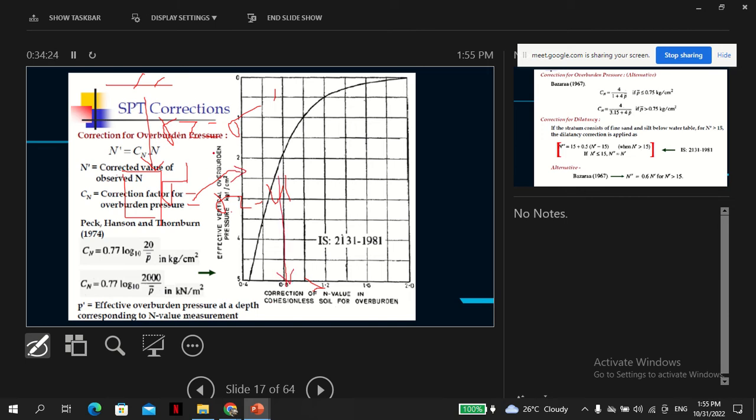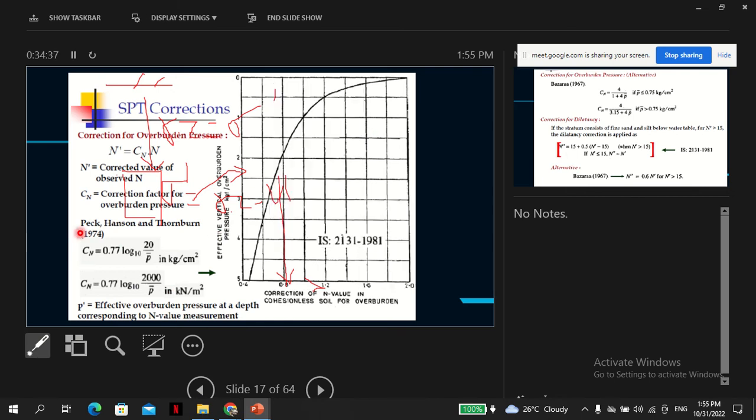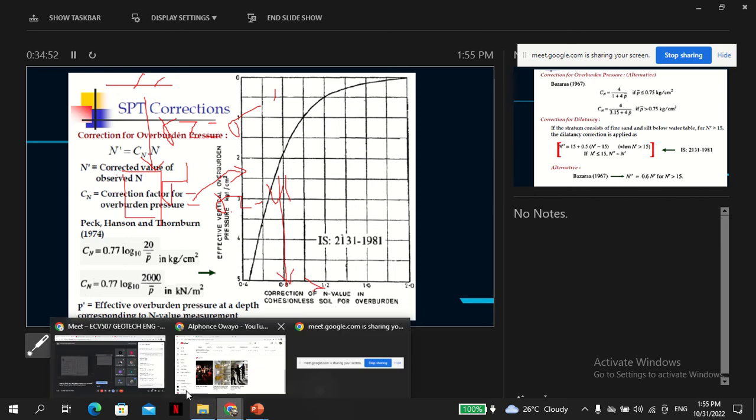So this is in kilogram per centimeter squared. This is according to the Indian standard, or you can just use this equation. Once you know the overburden in kilogram per centimeter squared or in Newton, you use this equation to get the correction factor. So you can either read off this table or use these calculations.